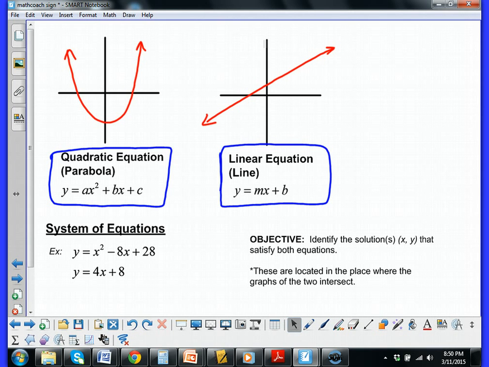So what we're going to do is look at a system of equations. If you don't remember what a system of equations is, it's two or more equations working together with the same x and y values. They have one set of solutions that work for both of them, and our task is to find the solutions x and y that will satisfy both equations. If we were to look at the graphs of these two, we would put them on the same graph, and the solutions would be the coordinates of the points where those two graphs intersect.